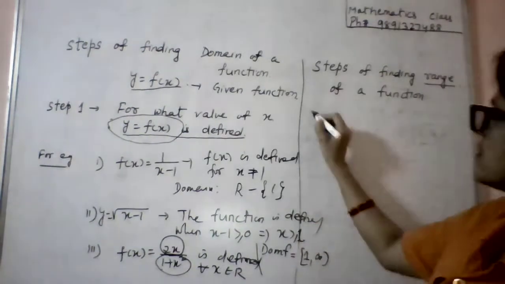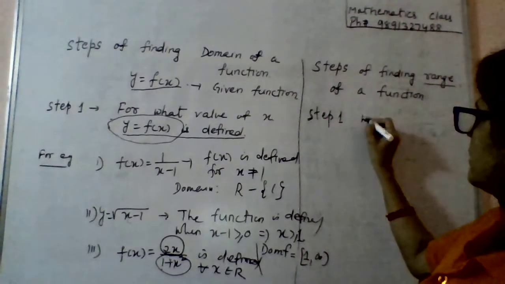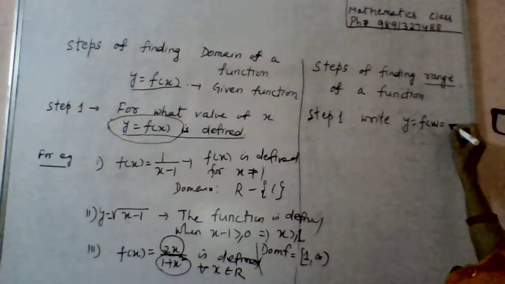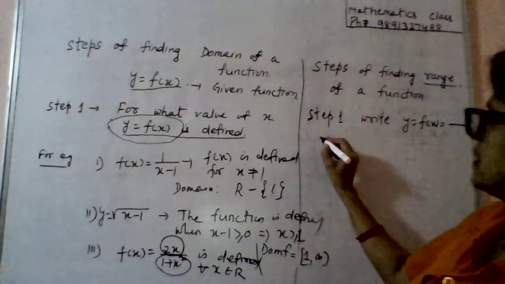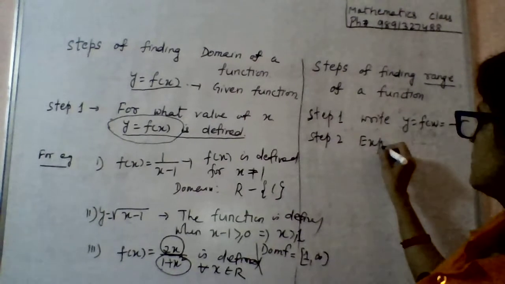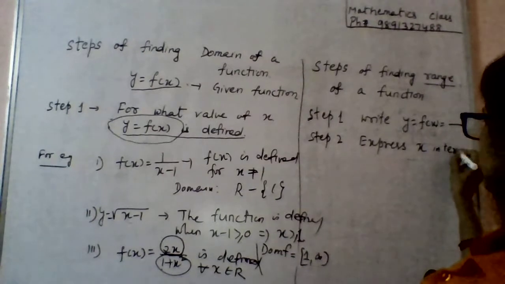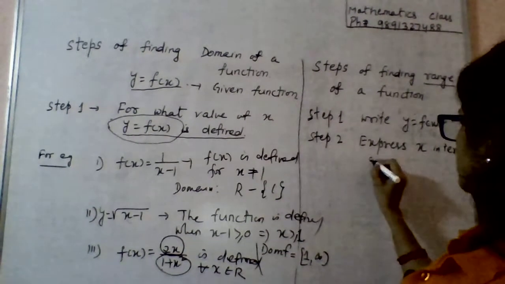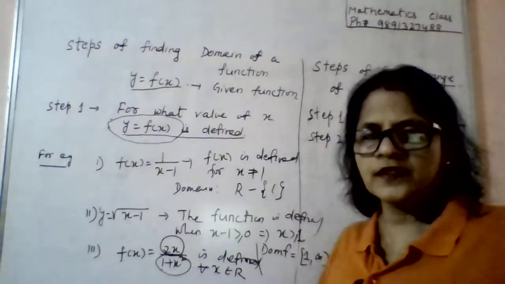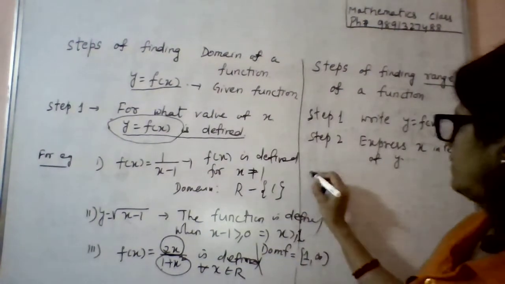So the steps. Step one is first write y equal to f(x), whatever f(x) is given, you have to write. Step 2 is express x in terms of y, because we have to find for what value of y x is defined. So that's why we have to express x in terms of y.